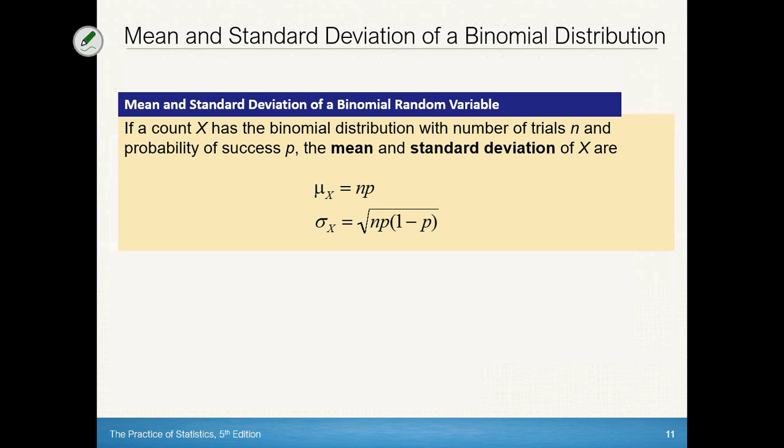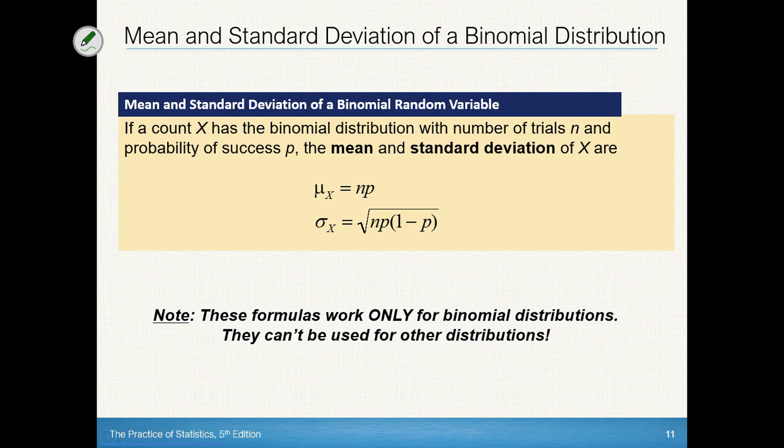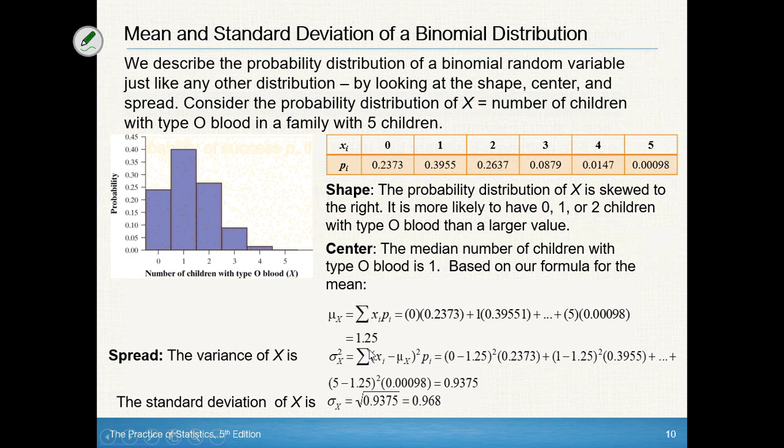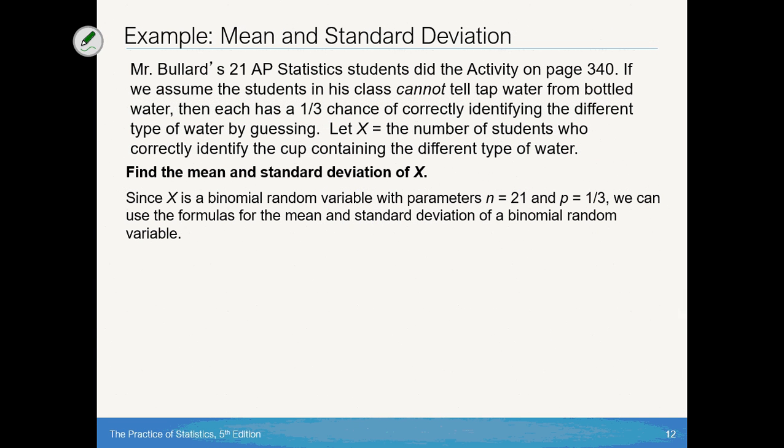Now we can make this a little more succinct, a little bit simpler, because we have a binomial distribution, a particular type of distribution, a unique one. And in this case, we can use these formulas to work this problem out. Note, these only work for binomial distributions. So in this example, I had 5 kids with a 25% chance of each kid having type O. 5 times 0.25 is 1.25. Works out a little bit quicker that way.